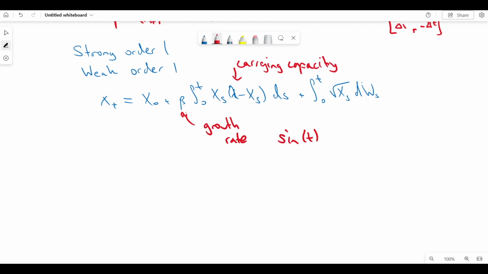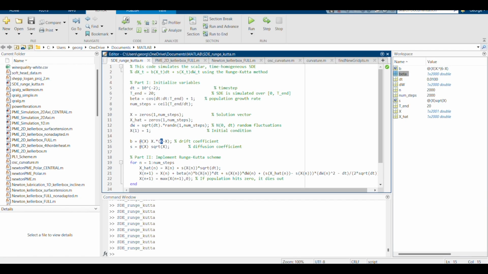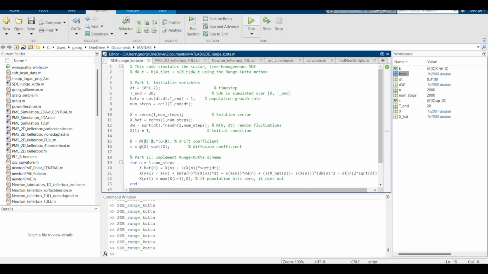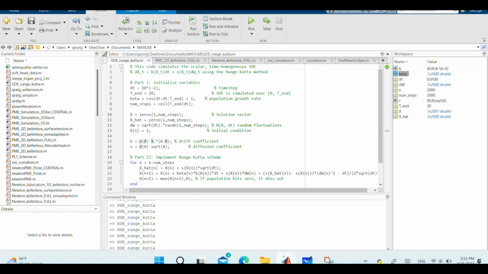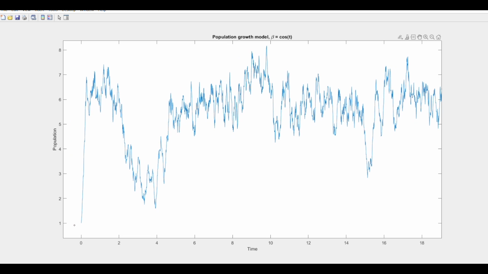I'm just going to go ahead and show the code, and let's go ahead and simulate it. You can see over here that I used a carrying capacity of 6, and as for beta, I used a cosine function plus 1 to ensure that it's never negative. If we go ahead and run this code, which you can also check out in the appendix to run for yourself, we'll get the following graph, something like this.